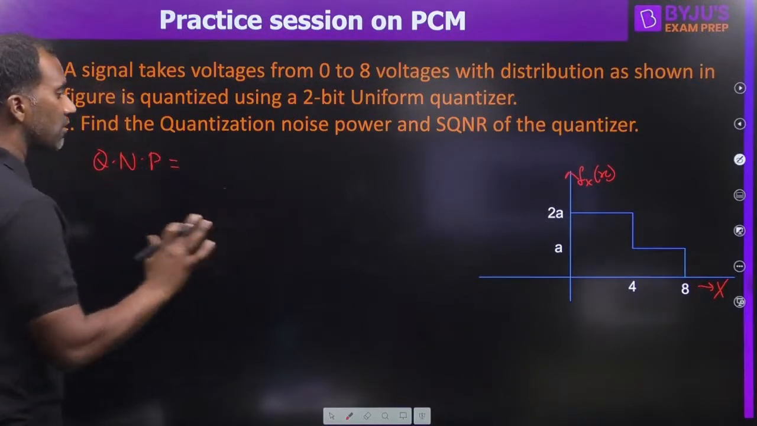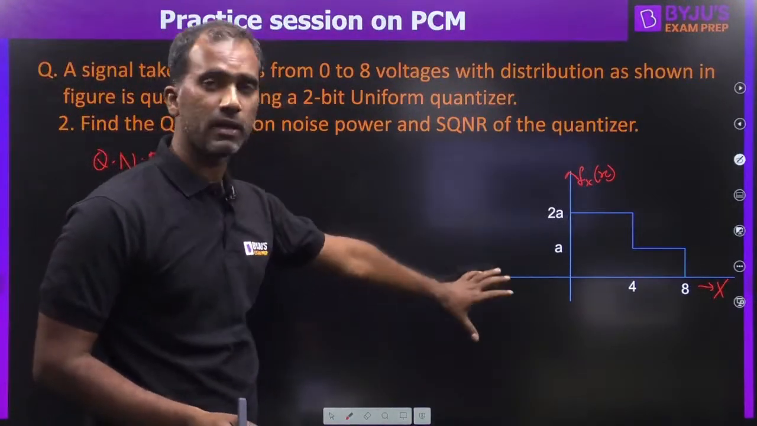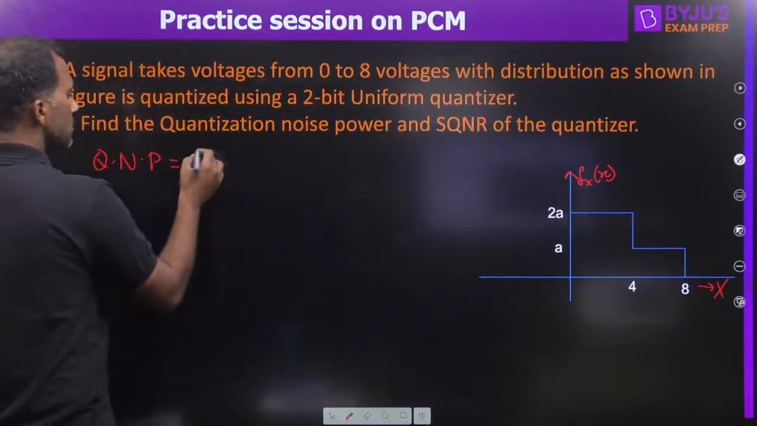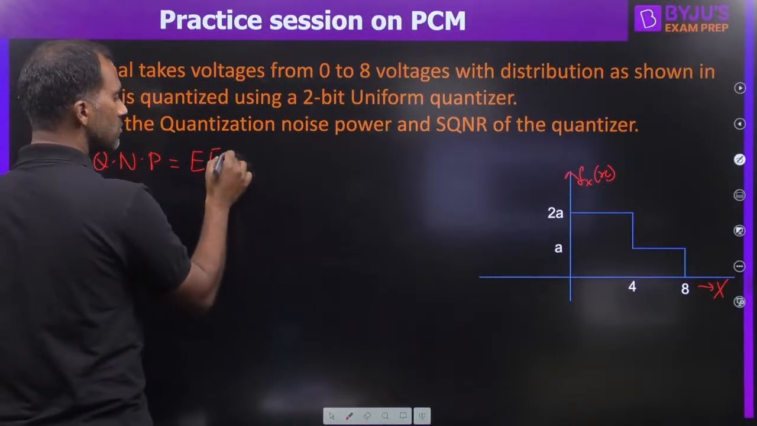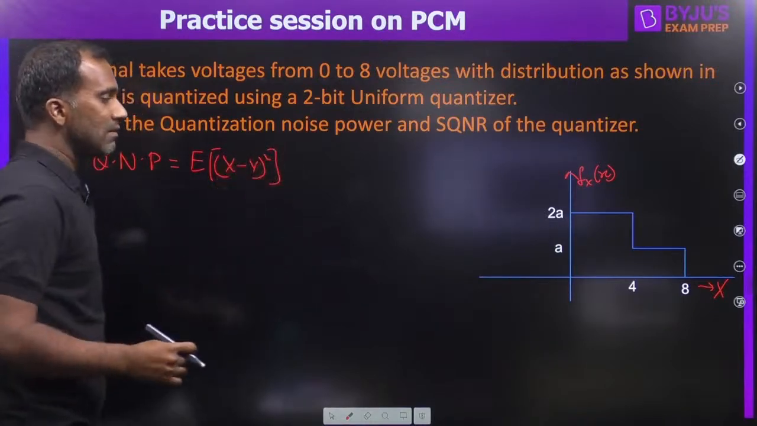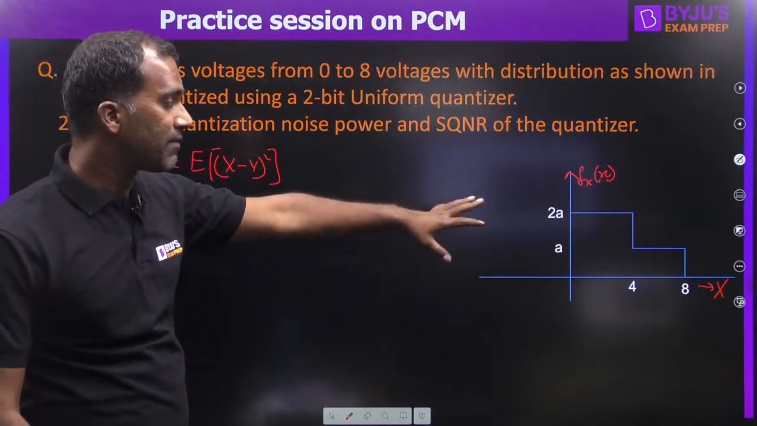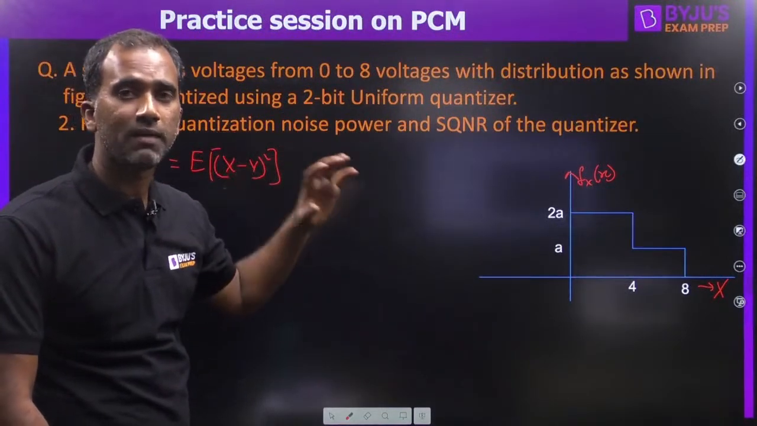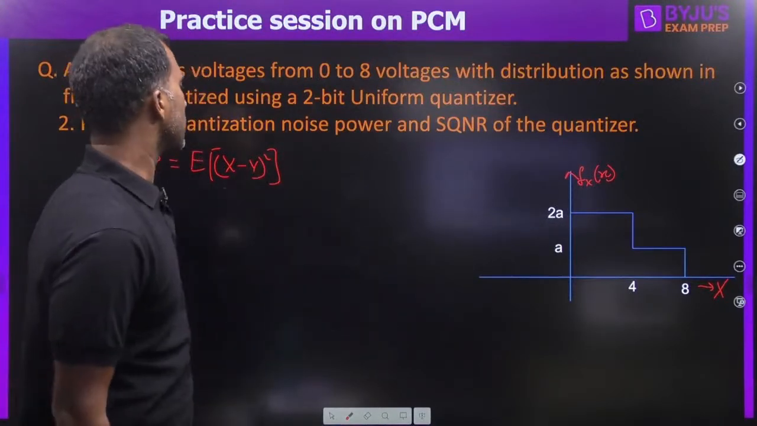It's not straightforward. We have to be careful because this is non-uniform. It's not a rectangular PDF. So quantization noise power is equal to expectation of QE square, which we can write as expectation of x minus y whole square. But y is random, x is also random. Since x does not have a uniform PDF, QE also will not have a uniform PDF. We have to mind this. So we have to be careful.